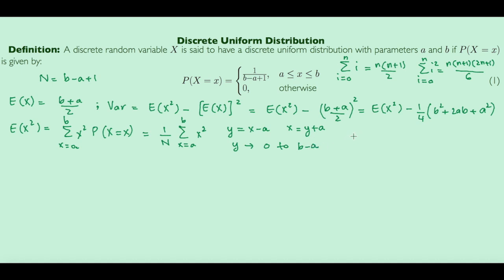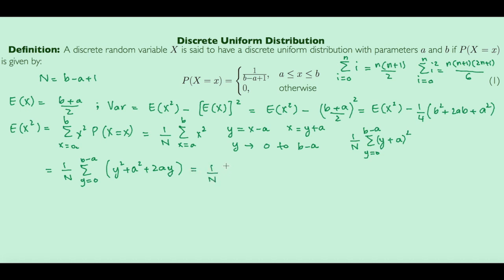So we get 1 over n, the sum over y from 0 to b minus a of (y plus a) squared, which is equal to 1 over n, the sum over y from 0 to b minus a of y squared plus a squared plus 2ay. Okay, now we can open this up.